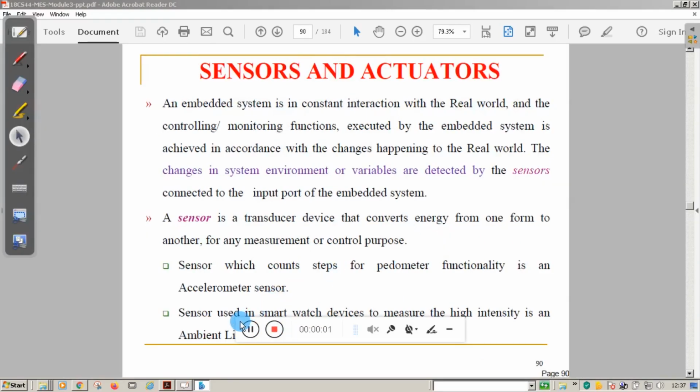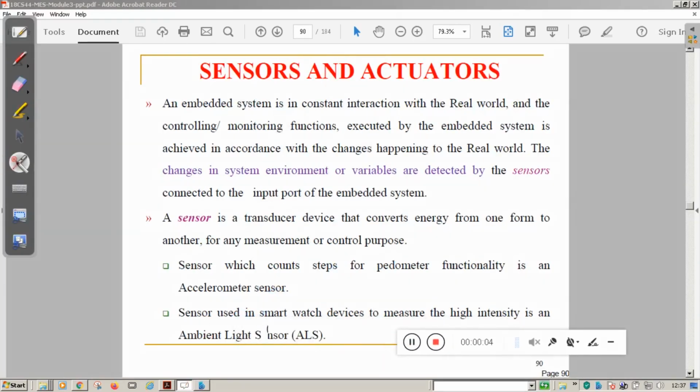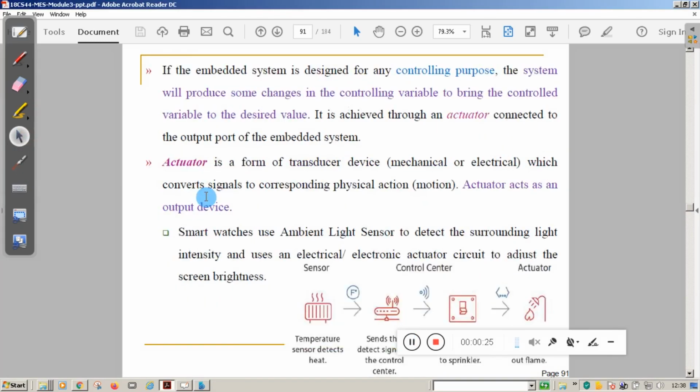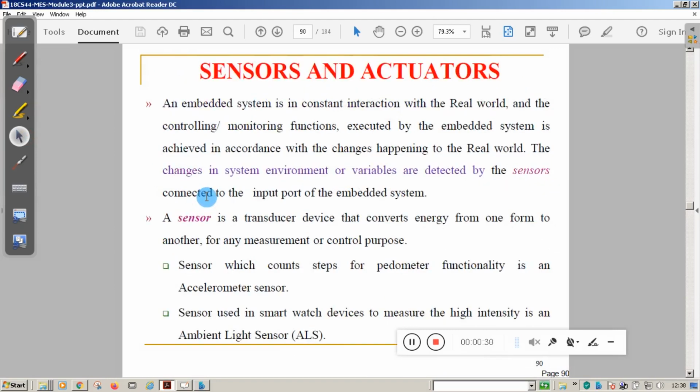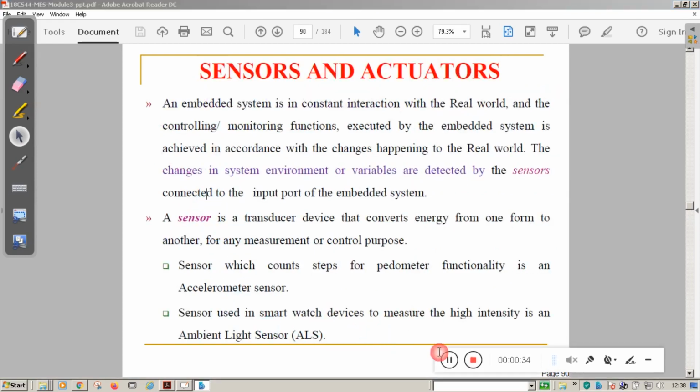So, an embedded system is in constant interaction with the real world. That means it is getting a continuous input from the real world. This is possible if it is connected with the various types of sensor. So, a sensor is a transducer device that converts energy from one form to another form. You can see here.